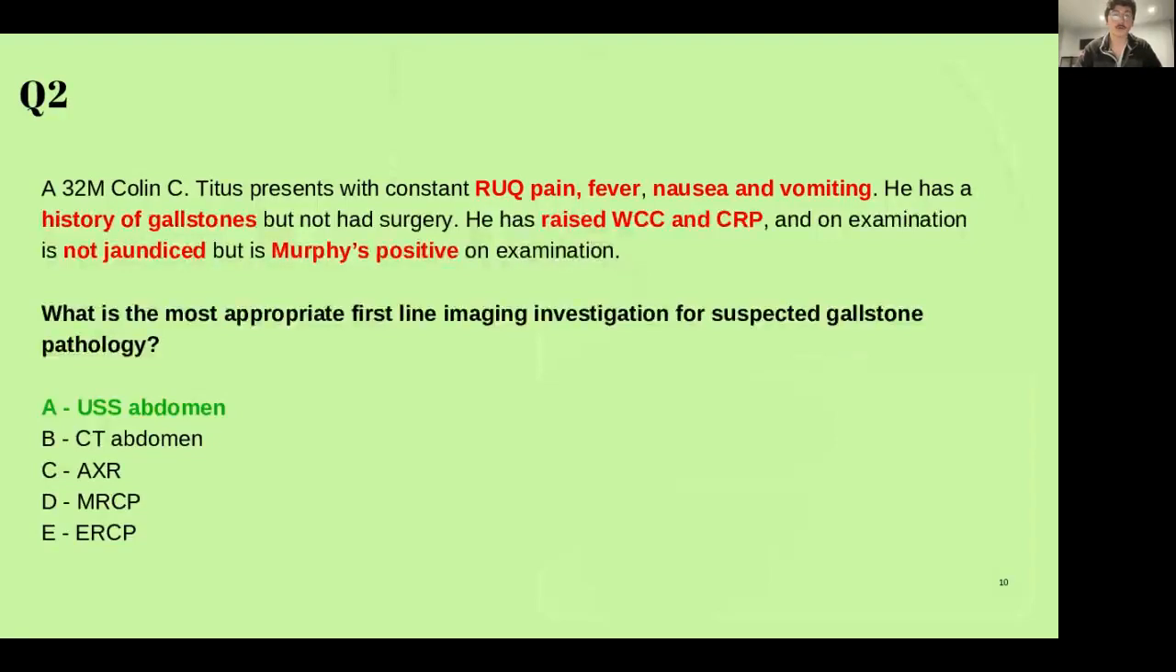As I explained earlier, ultrasound abdomen's a really good first investigation because it lets you see the gallbladder and any stones in the gallbladder, especially if that's your main differential. It doesn't have radiation, and it's simple and easy to do. Again, you might consider MRCP a bit further down the line if you need to look in more detail. And ERCP is not an imaging modality; it's an intervention.